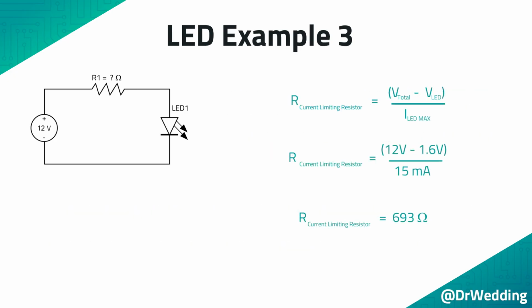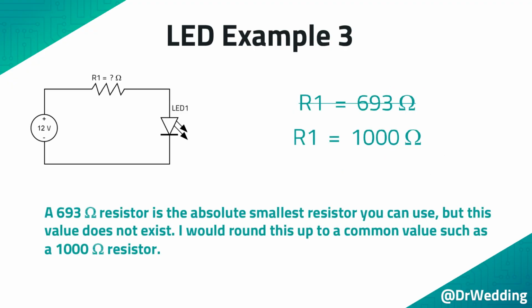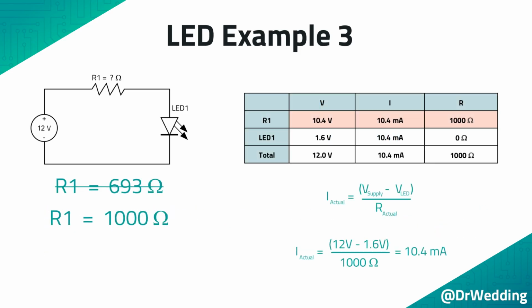The equation will give you the resistor value of 693 ohms. This is the answer to the question, what is the smallest resistor value you can use? A 693 ohm resistor is the absolute smallest resistor you can use, but this value does not exist. I would round this up to a common value such as a 1000 ohm resistor. Using the voltage across the resistor, the current through it can be calculated. In this circuit, the current is 10.4 milliamps. This is about 69% of the maximum current. This is safe for the LED, and it will be bright.